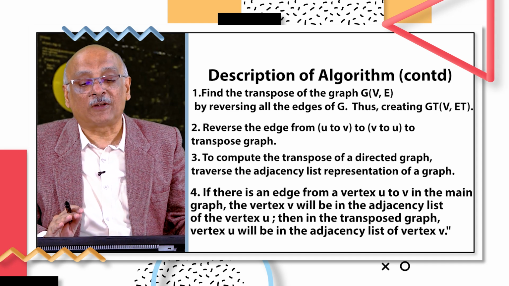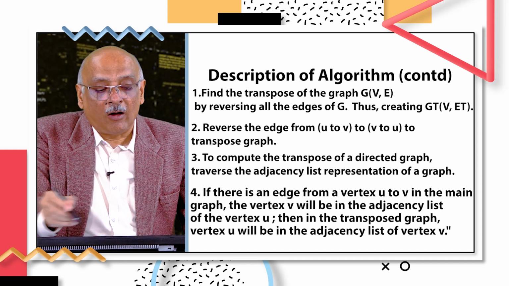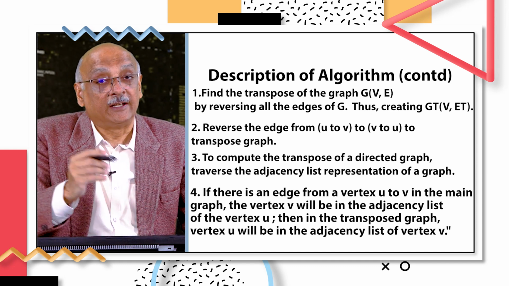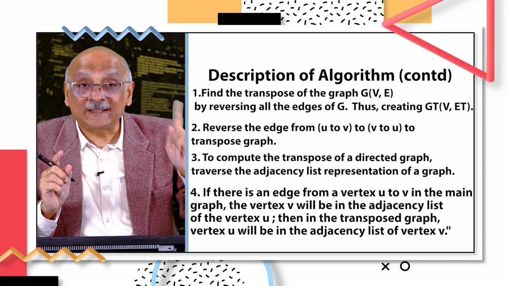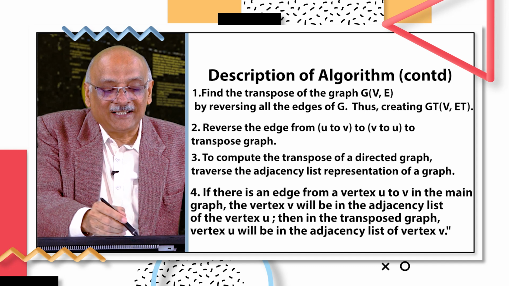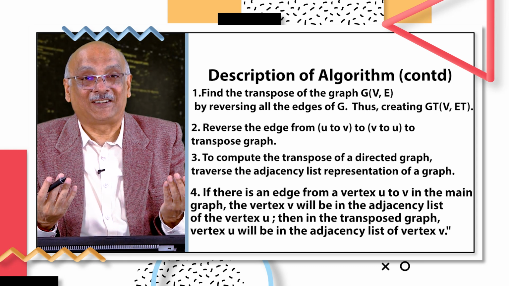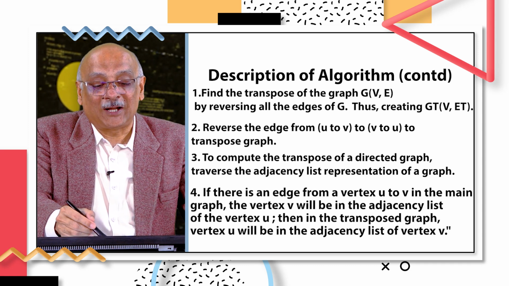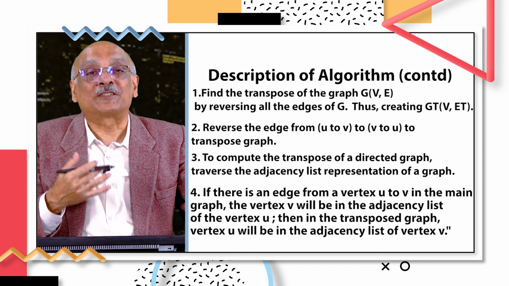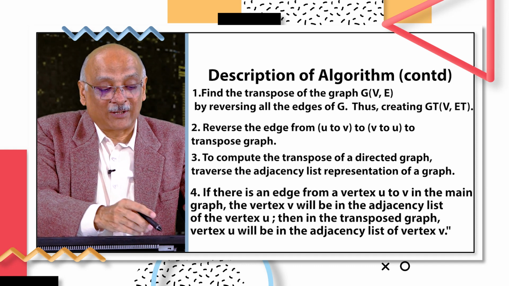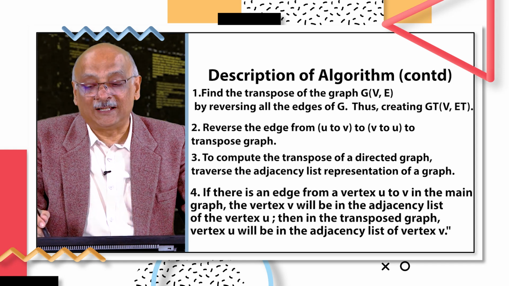So, find the transpose of graph G(V, E) by reversing all the edges of G. Remember, this is a directed graph. So, by reversing all the edges, what you are creating? You are creating a transpose of a directed graph. Basically you are just reversing the edges in order to get the transpose of a graph. Reverse the edge from U to V to V to U in the transpose graph.